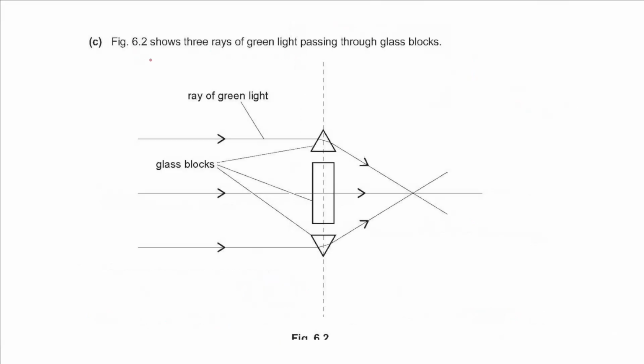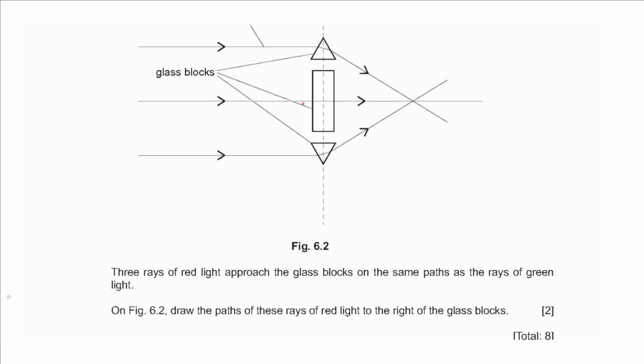Part C says figure 6.2 shows 3 rays of green light passing through glass blocks. 3 rays of red light approach the glass blocks on the same path as the rays of green light. On figure 6.2, draw the path of these rays of red light to the right of the glass block. So red light actually bends less than green light, so they will be further apart and intersect to the right of the original intersection direction.